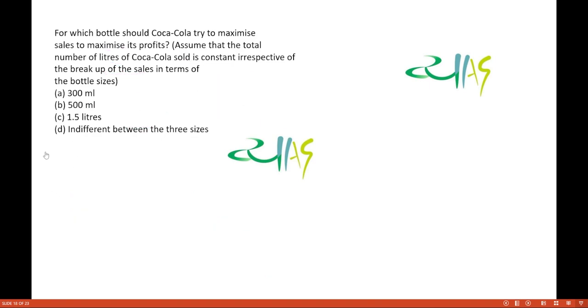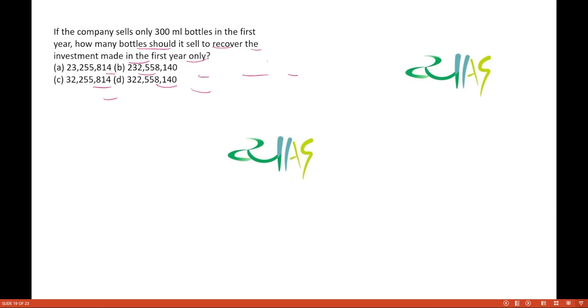What is the question saying? For which bottle should Coca-Cola try to maximize sales to maximize its profit? Assume that the total number of liters of Coca-Cola sold is constant irrespective of the breakup of the sales in terms of the bottle size. Okay, so what it is saying is, for which bottle should Coca-Cola try to maximize sales to maximize its profit? Okay, so let's calculate.